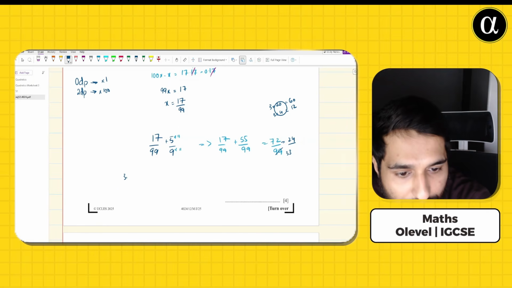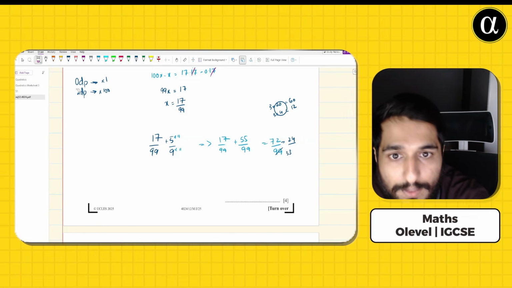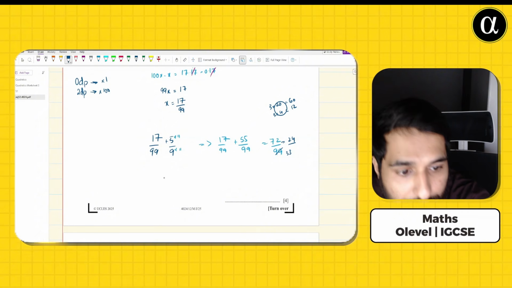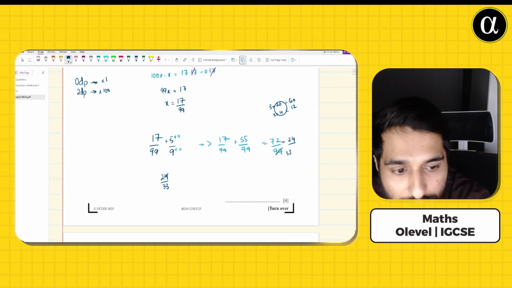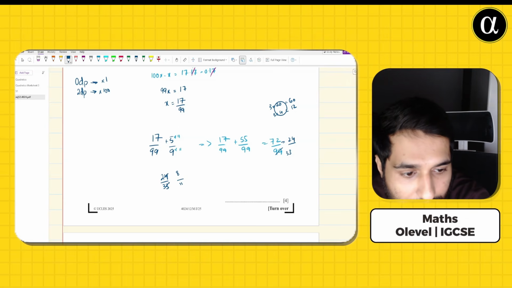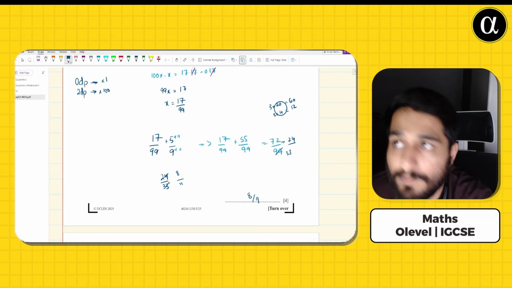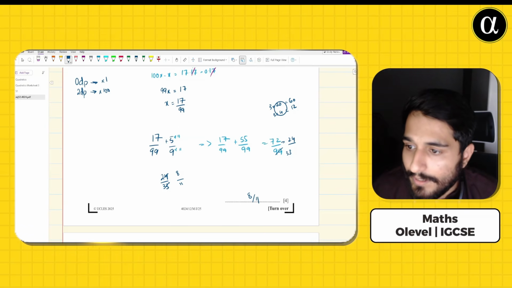Now we'll see, can we divide this further? So I assume yes, we can. So this should be 24 over 33, which will further be divided with 3. So it should be 3 times 8 and 3 times 11. So the answer for this is going to be 8 over 11. Right? Now let's solve this further.